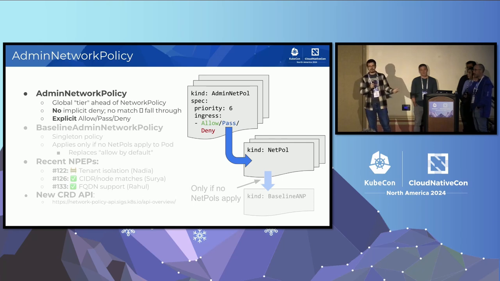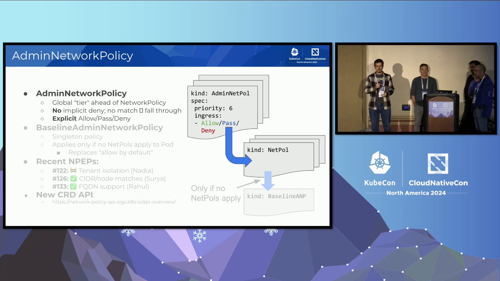Allow allows the traffic immediately. Pass delegates the traffic to the network policies, so that's how you pass things down to your namespace owners and your developers to do the fine-grained policy. And it has deny, which we don't have in the normal network policy. So you have explicit deny to be able to block traffic to certain things, block traffic between prod and staging, or whatever it is you're trying to do.